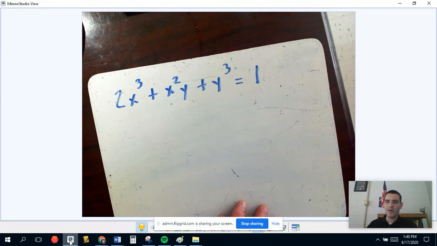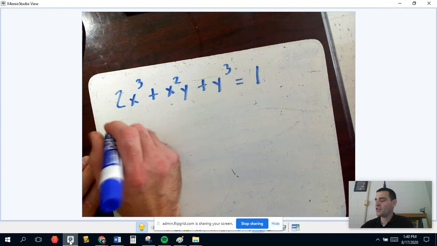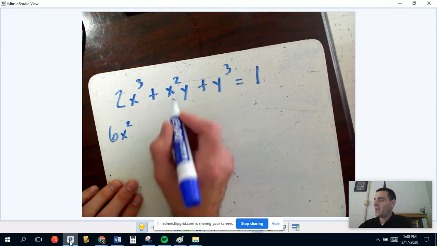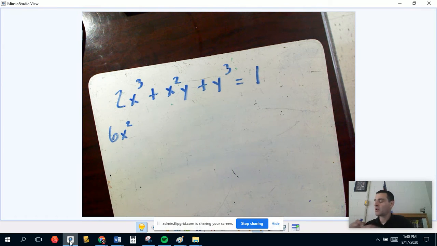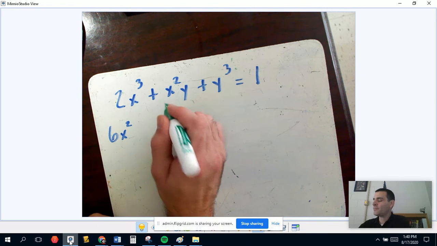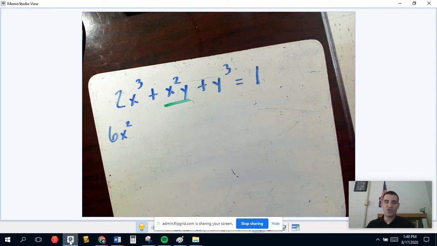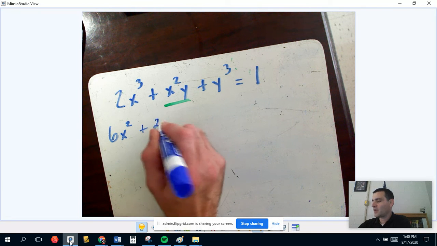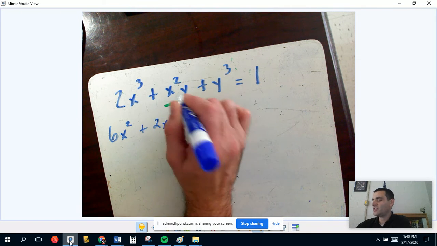There's going to be one part that's going to be a little weird about implicit differentiation. I'm going to come back and explain that. Let's just take the derivative with respect to x here. So the derivative of 2x cubed, of course, is 6x squared. That's just the power rule. Here we do need the product rule. The derivative of x squared is 2x, okay, times the y unchanged.